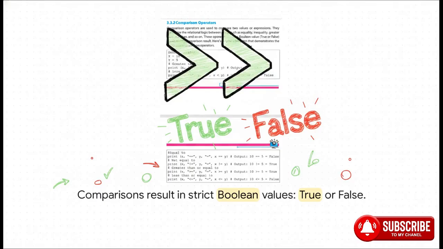So when we ask Python, hey, is our x variable 10 greater than our y variable 5? It gives us a definitive true. But if we flip that and check if 10 is less than 5, boom, it outputs false. Python is super strict here. It evaluates all these comparisons down to simple Boolean values, no gray area.